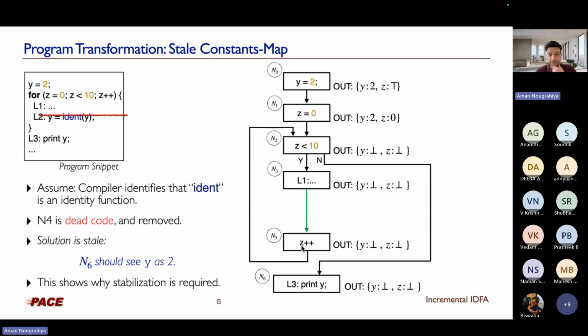Because if we look at N5, it still says that Y is bottom and Z is bottom. But if you look at this loop, there are no writes to Y anywhere in the loop. As a result, this L3 should see the value of Y as 2, not bottom. But what we see here is bottom. And so this is the reason why stabilization is required.